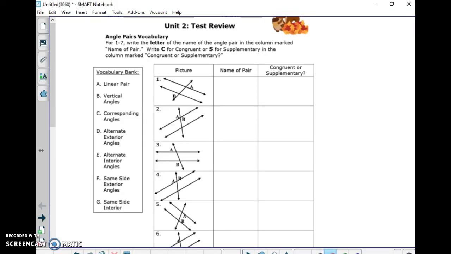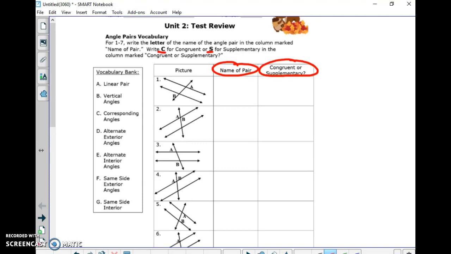Alright, so your Unit 2 test review looks like this, and we're going to go through it all. So let's start here on page 1, number 1. You're supposed to do two things: name a pair, and then tell me congruent or supplementary, and you can write C or S for congruent or supplementary.